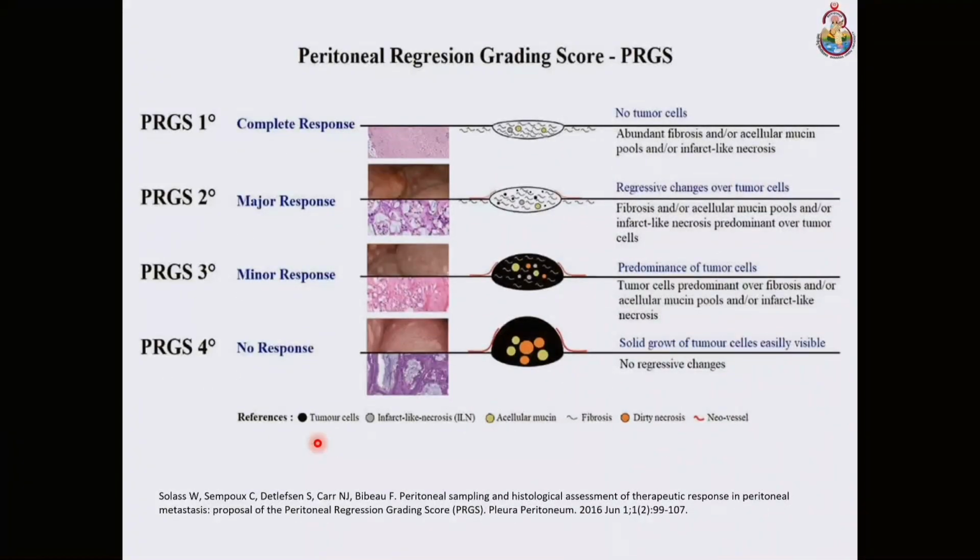So as I was telling you, this is the peritoneal regression grading score, and it was again proposed by Solass et al. from Germany. And it scores from 1 to 4. As you can see, it's a pathological grading where 1 is complete response and then 4 is almost no response. And it depends how many tumor cells are left, what is the kind of fibrosis that remains, right? So this is how, after every time you do a PIPAC, you see how much the tumor has responded.